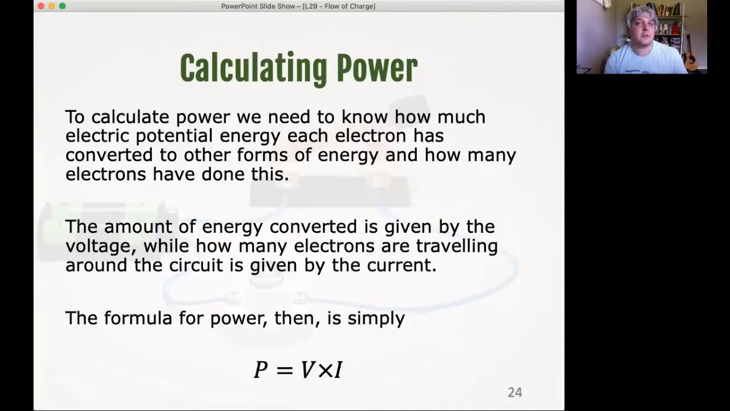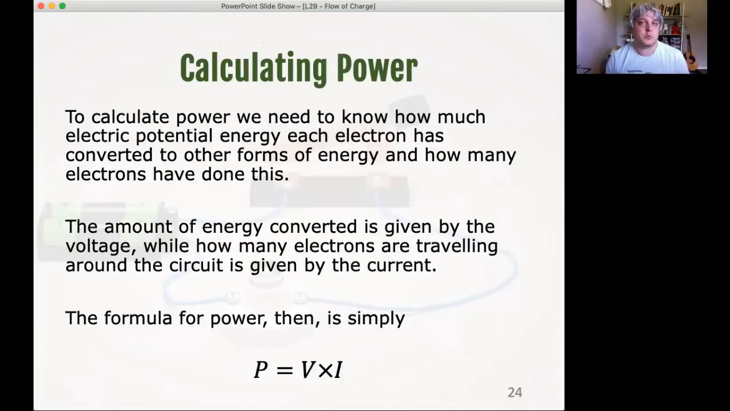Right? So each electron has some electric potential energy at the start, and it uses it up as it goes through, and we need to know how much energy it had that it used up, and how many electrons did that every second. Because it's not just one electron traveling through our circuit, it's a constant stream of them. That's what direct current means.